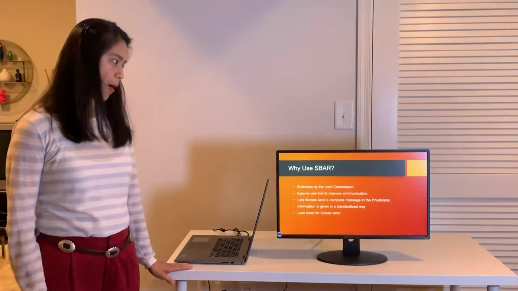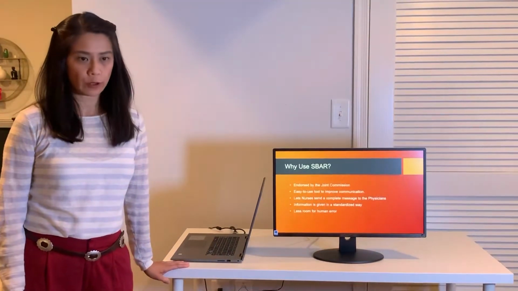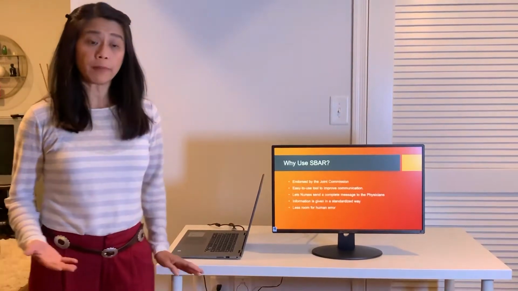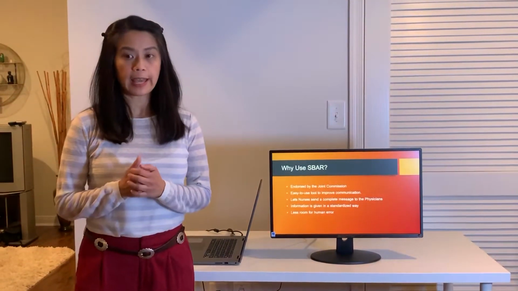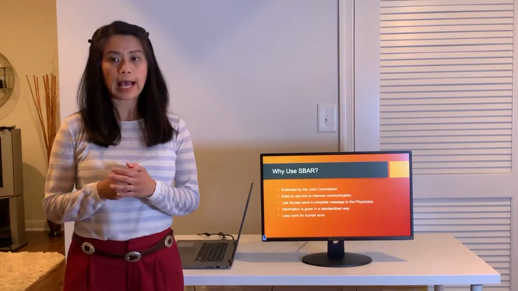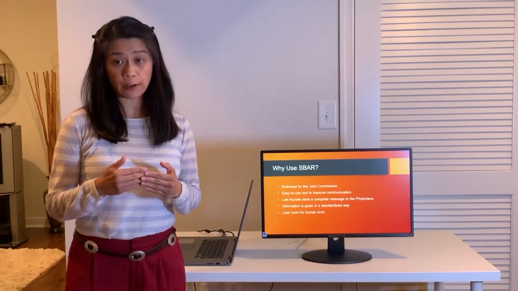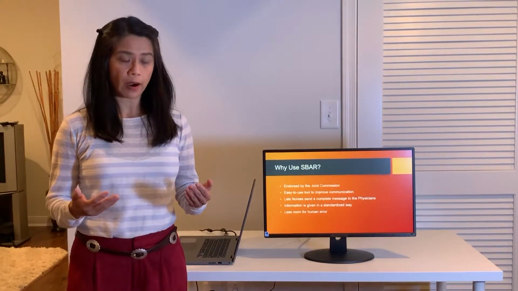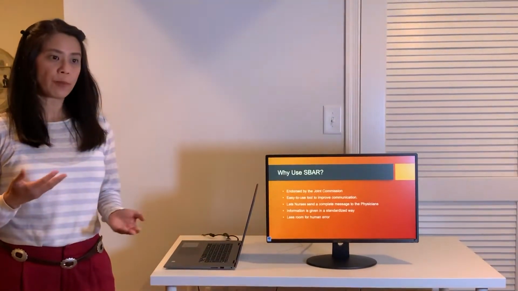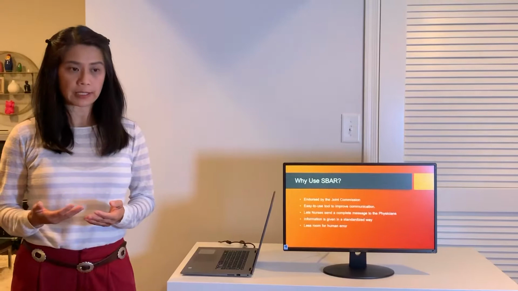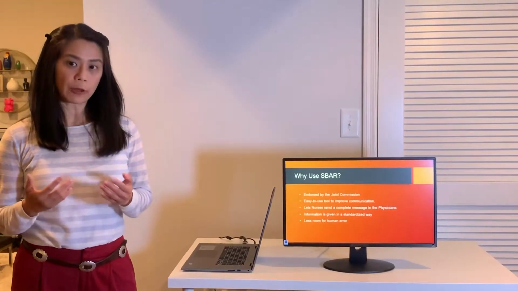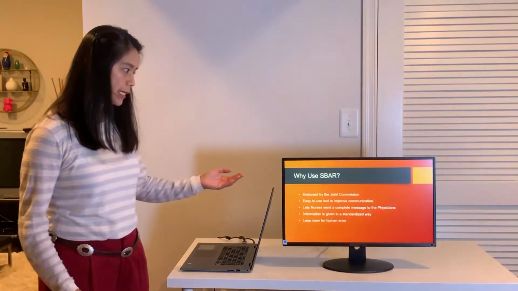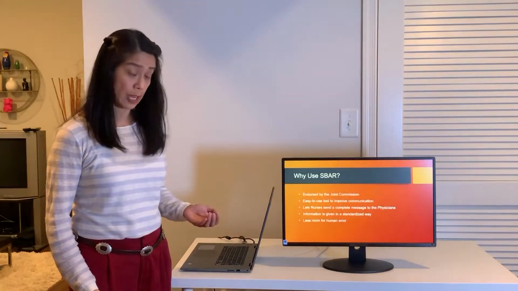Why use SBAR? It is endorsed by the Joint Commission. In fact, the Joint Commission has identified the handoff report as a real-time passing of patient information from one clinician to another. With the use of SBAR, the clinician is able to provide regularity and predictability of information about the patient condition. It's an easy to use tool to improve communication.